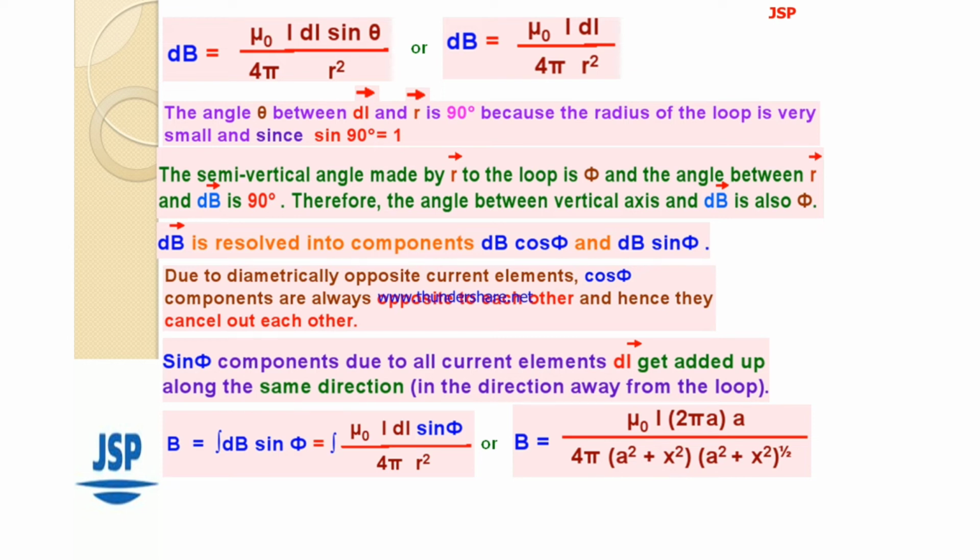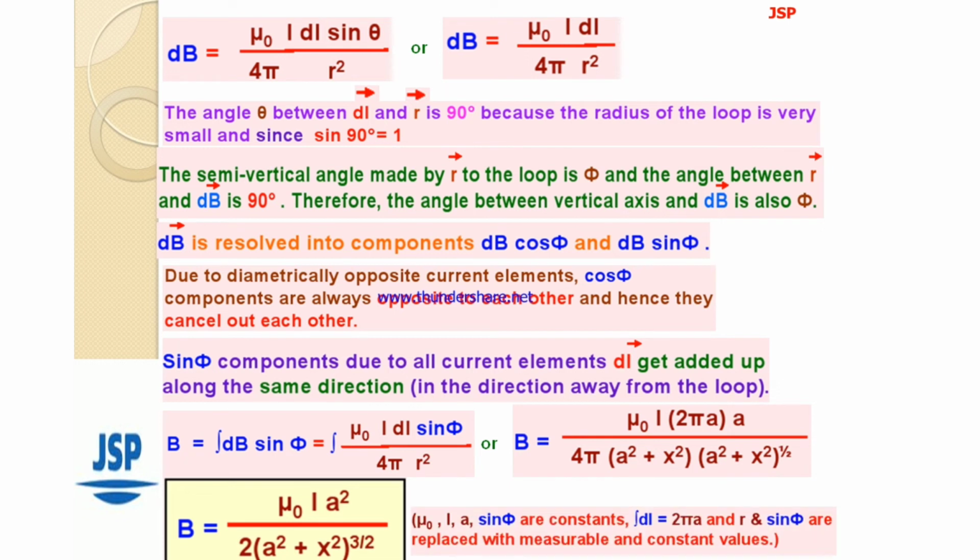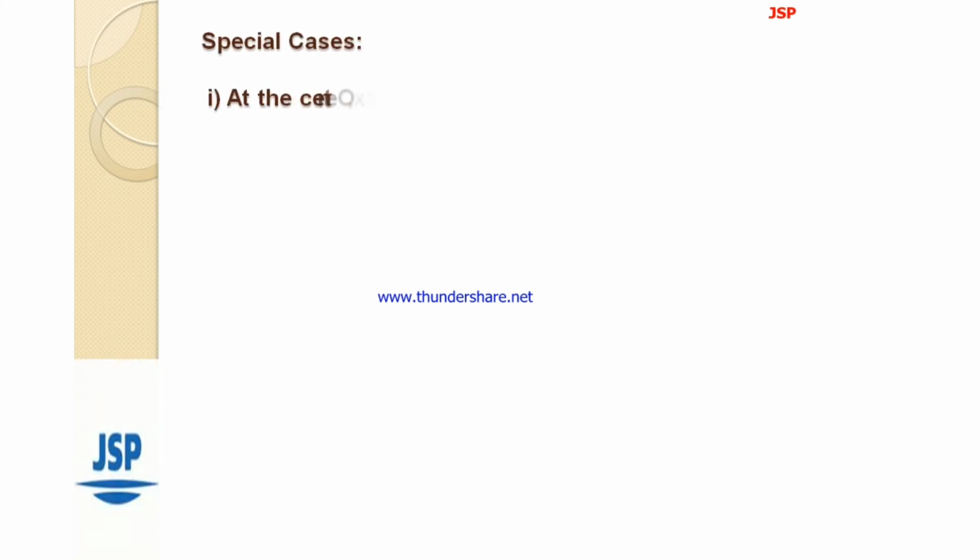Mu naught, I, a, sin phi are constant. Integration of dl equals 2 pi a, and r and sin phi are replaced with the measurable and constant values. Special case, first one: at the center O, x equals 0. Therefore, B equals mu naught I whole divided by 2a.